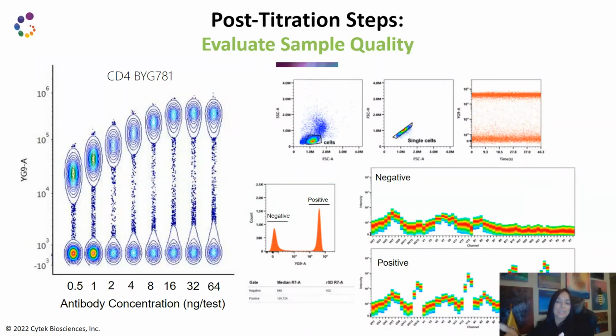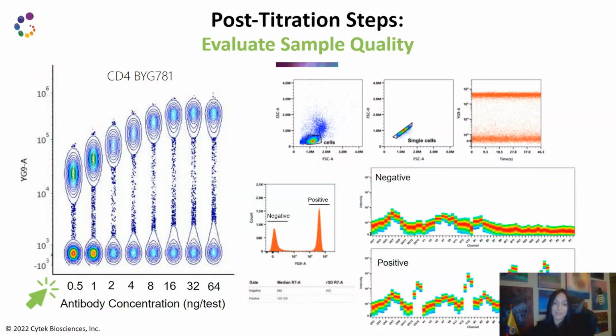So you will know that the signature for your negative should have low background, while the signature for your positive, in this case, should match the expected emission from BYG781, as we see all that emission out of the yellow-green detectors.